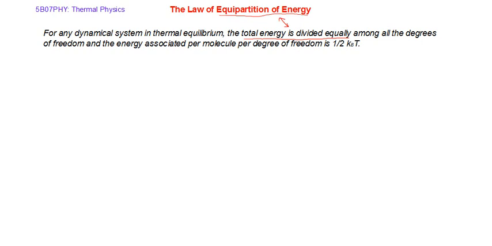I hope you might have heard about this term before. I will explain it shortly. Equally among all the degrees of freedom, and the energy associated per molecule, this is something very important, the energy associated per molecule per degree of freedom is half kBT, where kB and T have their usual meanings. So let me try to explain this particular statement.